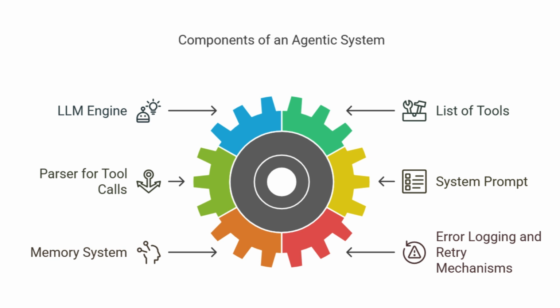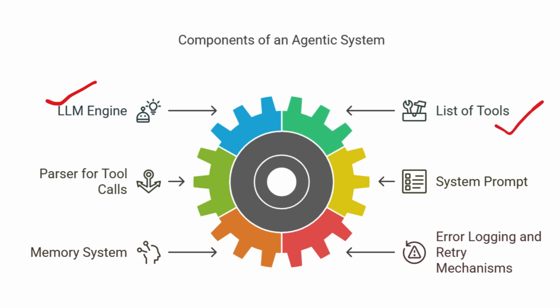Now that we know when agentic frameworks are useful, let's talk about what actually makes up an agentic system. What are the moving parts that allow an AI to operate intelligently within a structured framework? At a high level, an agentic system consists of several key components that work together to enable decision-making and action execution. These include an LLM engine. This is the core of the system, the AI brain that generates responses, makes decisions, and processes user input. The LLM powers the reasoning ability of the agent.